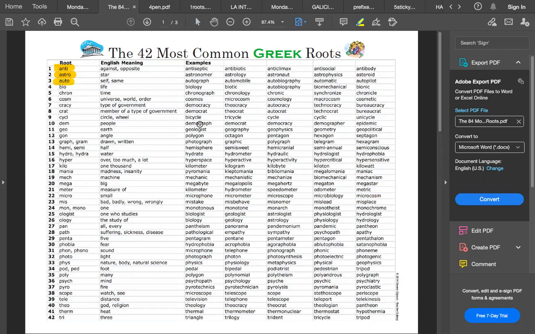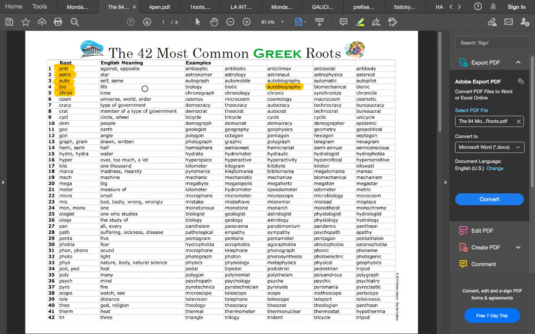Auto means self, okay? Who drives an automobile? You do yourself. Autograph is a signature that you do yourself. Bio means life. Life, and then we have examples like biology, biotic, autobiography. Auto means yourself, bio means life, and then a written story of yourself, your own life. Only one person can do an autobiography in your life, that's you, okay?